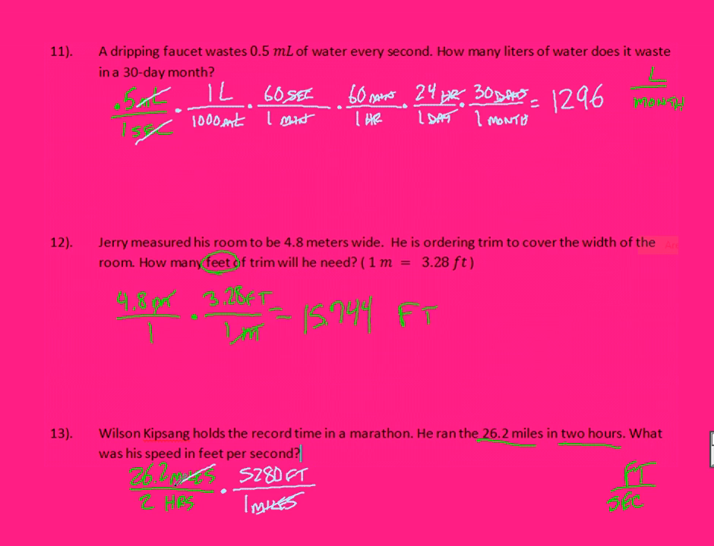Miles go away, I now have feet per hour, and I want feet per second. So I need to change my hours here. 1 hour is the same as 60 minutes. So now I have feet per minute, but I need per second. So I need to change it to get rid of minutes, I need minutes up top, seconds on the bottom, so everything canceled. Now my unit says feet per second. I can now go and multiply across the top and bottom, and when I divide, I should get 19.2 feet per second as my answer.